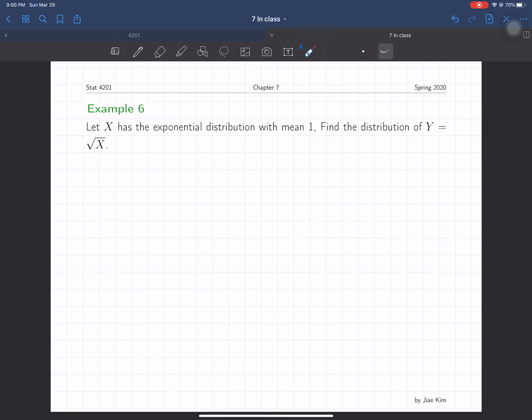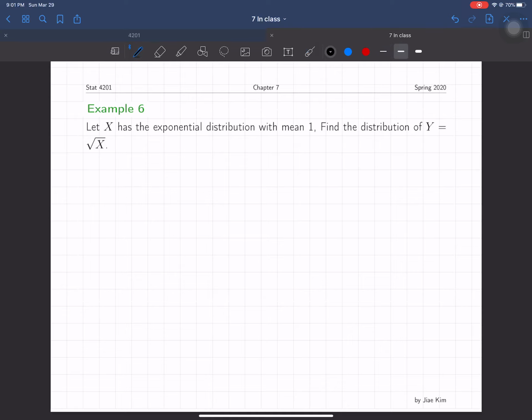Next up is example 6, where we will use the transformation technique for the continuous random variable and find the distribution of the new random variable Y. So let's read the example. Let X have the exponential distribution with mean 1. Let's find the distribution of Y, which is defined as the square root of X.